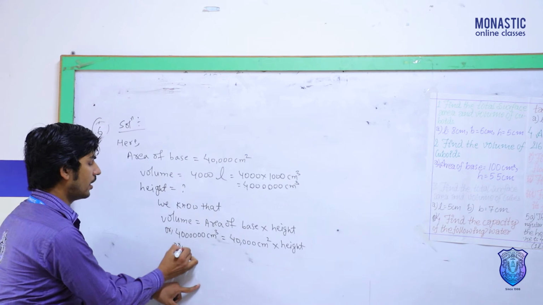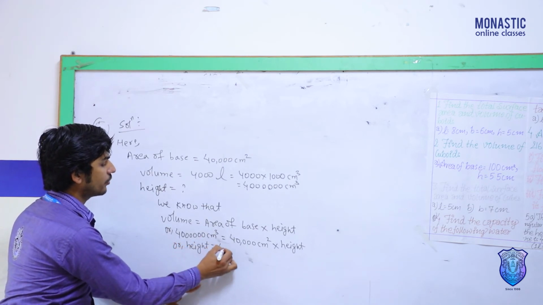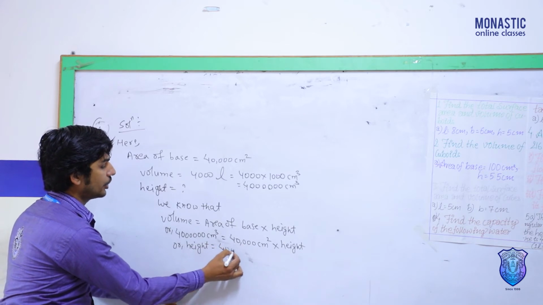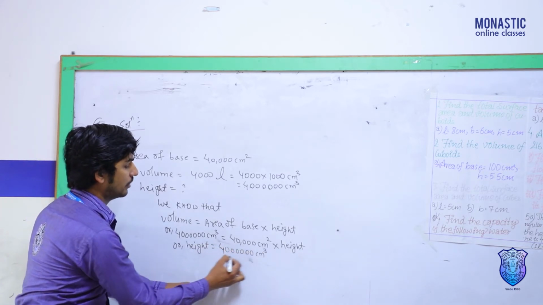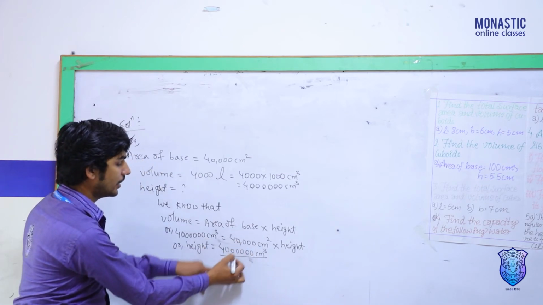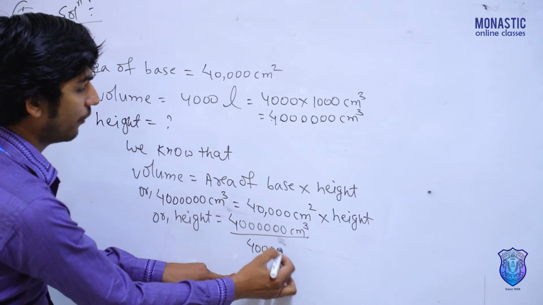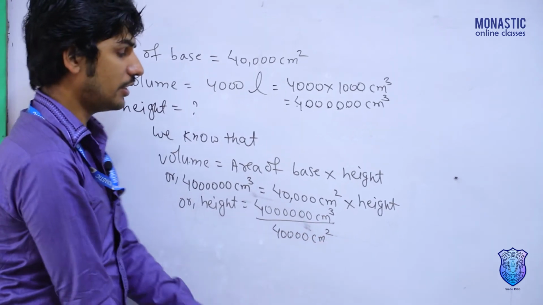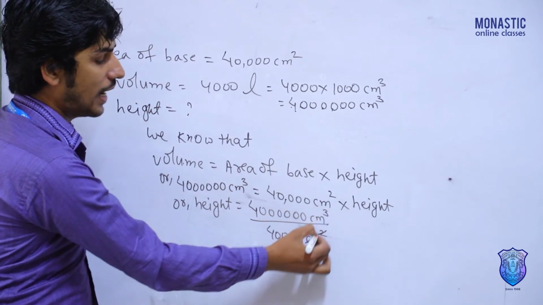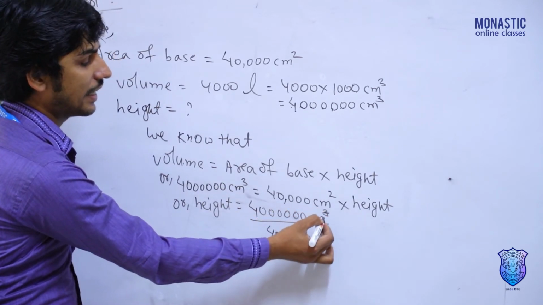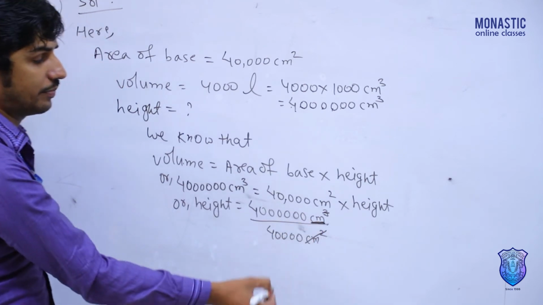After this, take height is equal to how much? 4. 1, 2, 3, 4, 5, 6 cubic centimeter. By how much? To 40,000 means 1, 2, 3, 4 cubic centimeter. Now what do this cubic centimeter, square centimeter, and these three cancel? Why? Because 1 centimeter is left here.